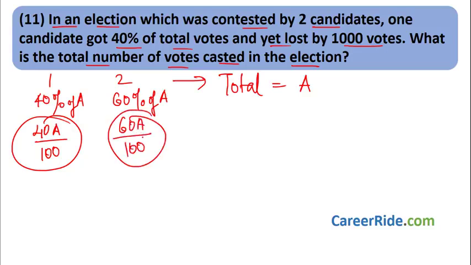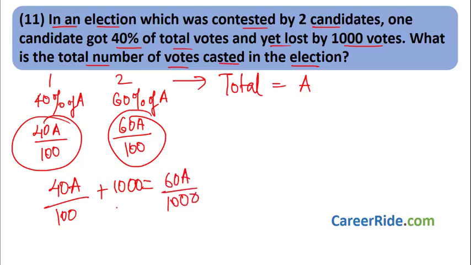Now what they have given is that the candidate who got 40% lost by 1000 votes. That means the second candidate got 1000 votes more than the first candidate. So the first candidate got 1000 votes less than the second candidate. So the first candidate plus 1000 votes is nothing but the second candidate. This is 100, this is again 100.